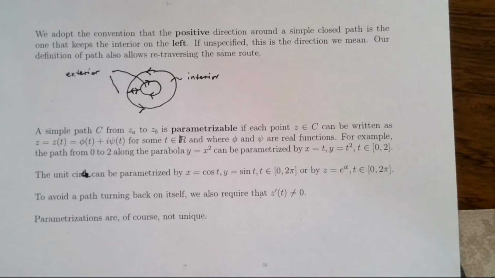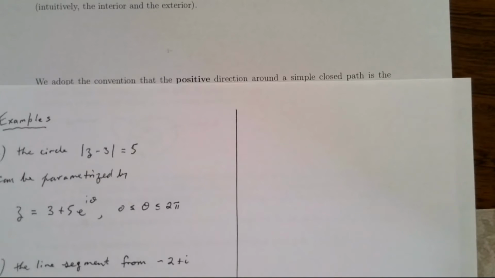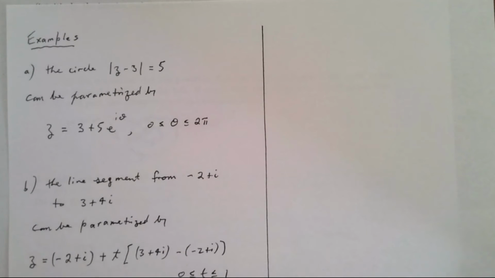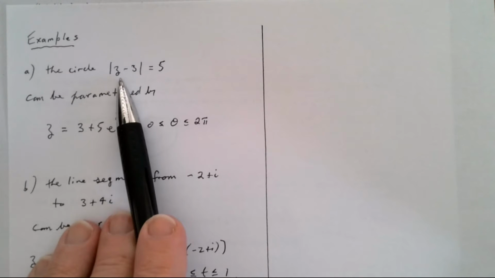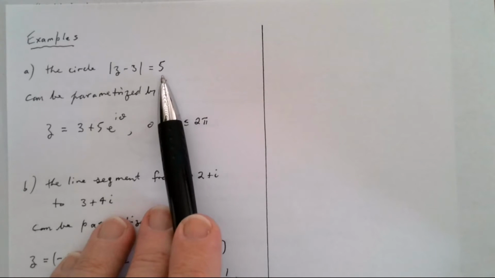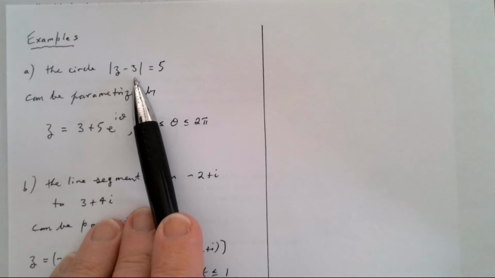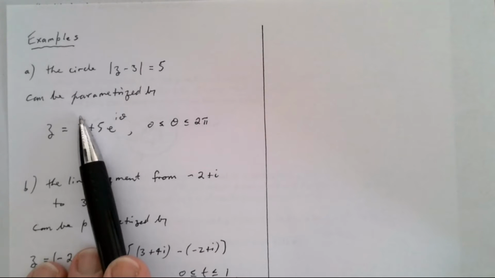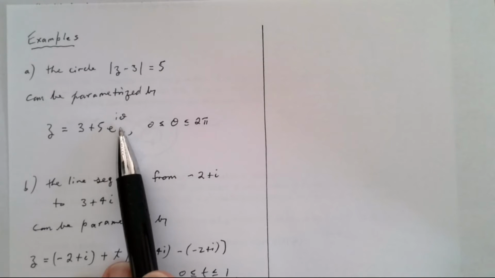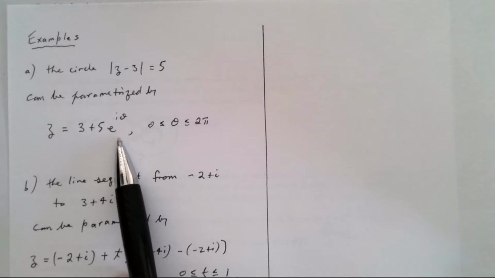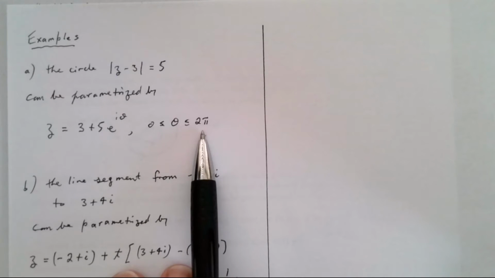We might just have a quick look at some examples of parameterizations, because these are quite important. Firstly, the circle mod z minus 3 equals 5. This is a circle of radius 5, centre 3. I can easily parameterize this by saying, if I've got a circle of radius 5, it's going to look like 5e to the i theta. Then I'm just shifting the centre, so I'm going to add 3 on. That'll give me a nice parameterization of this circle if theta goes from 0 to 2 pi.